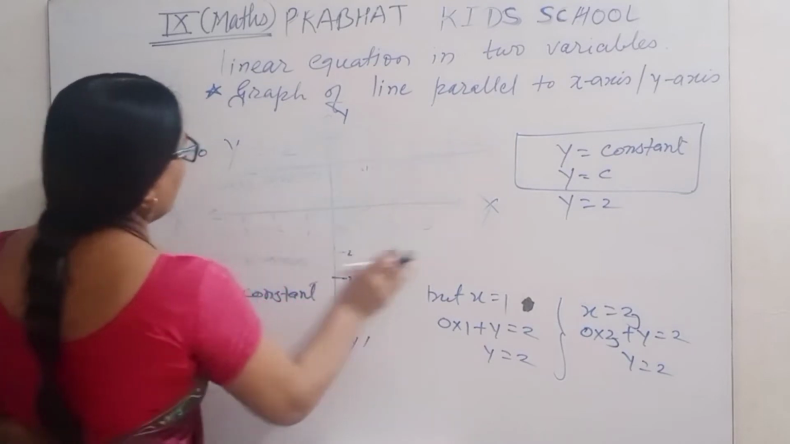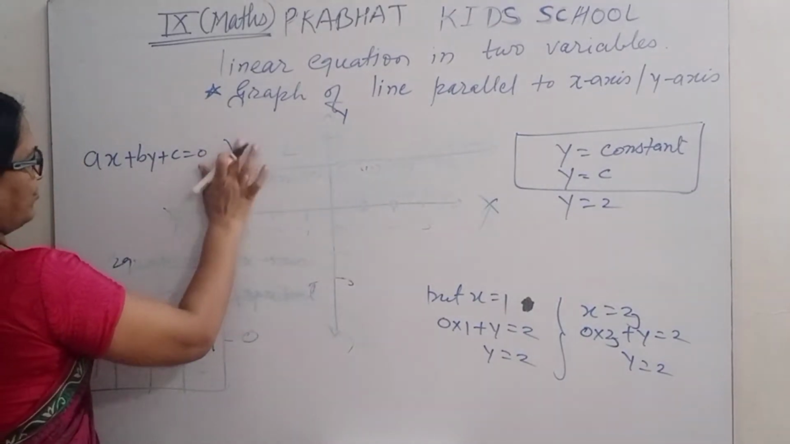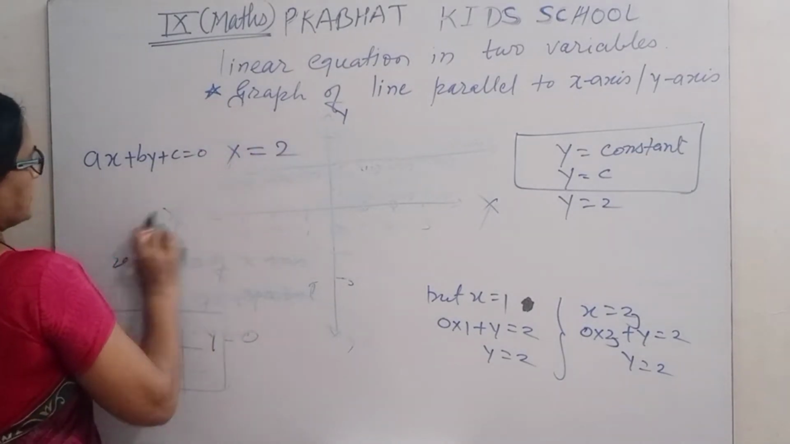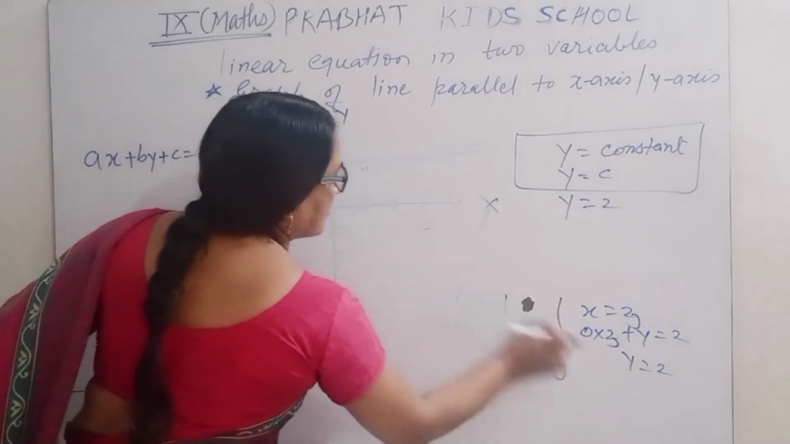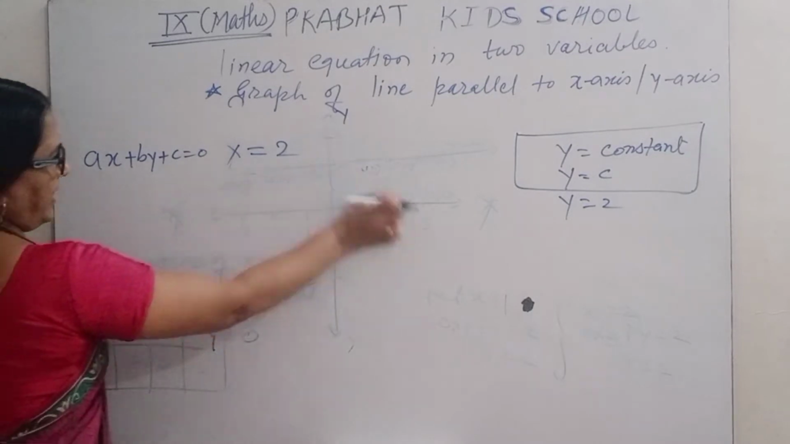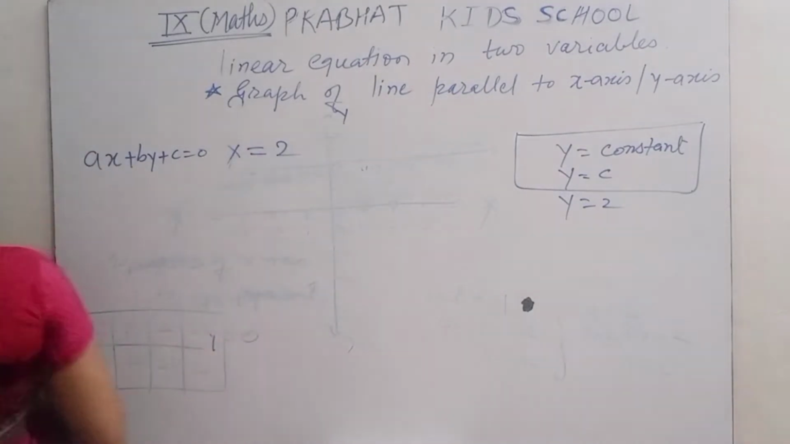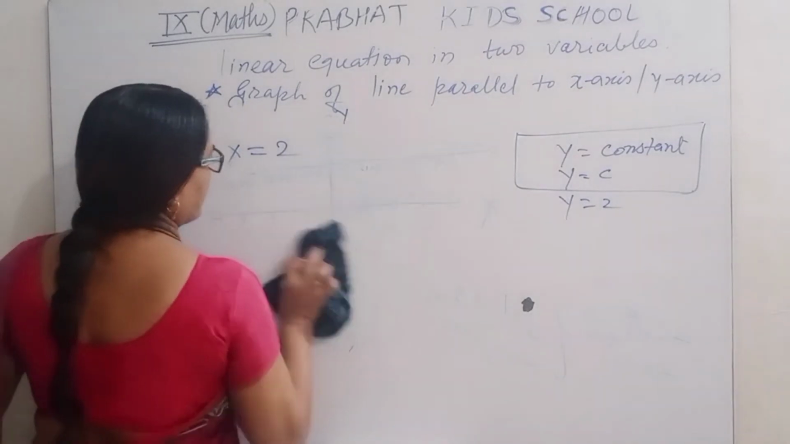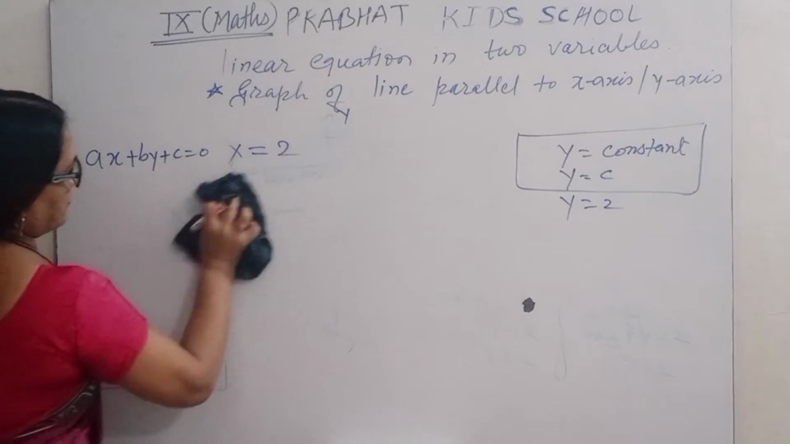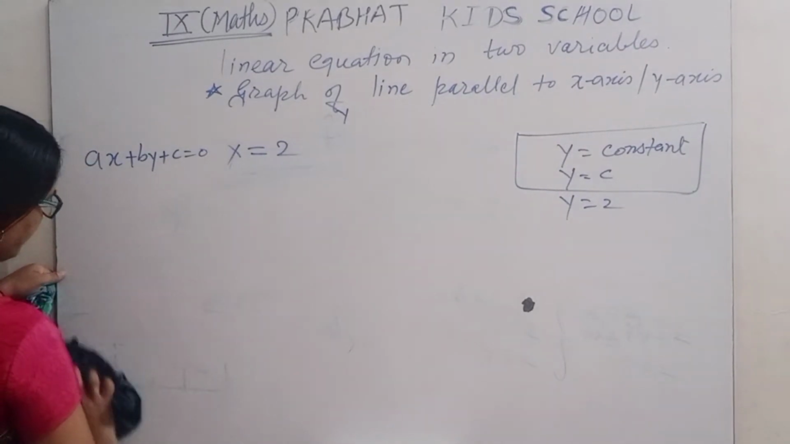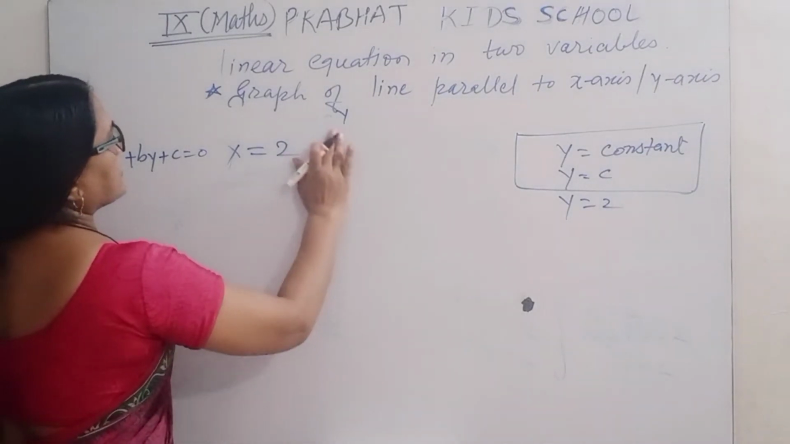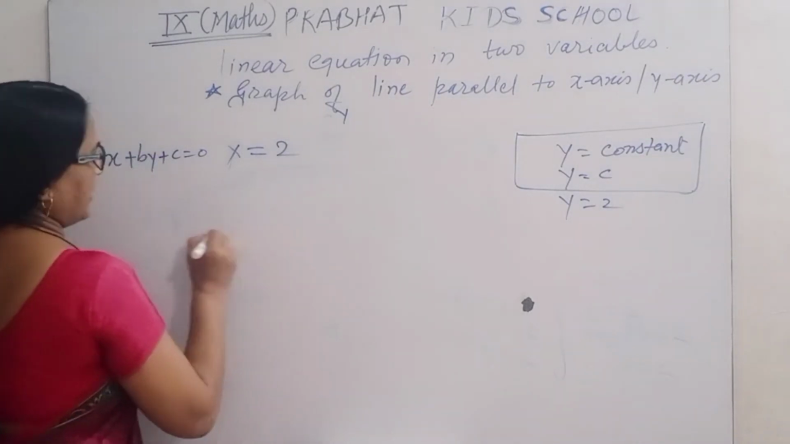Here we took y is equal to 2. Now we are using x is equal to 2. Okay? x is equal to 2. Again, the same process we are using. So show it on the number line. This is the number line. Let me clean it first. x is equal to 2. Again draw the number line.